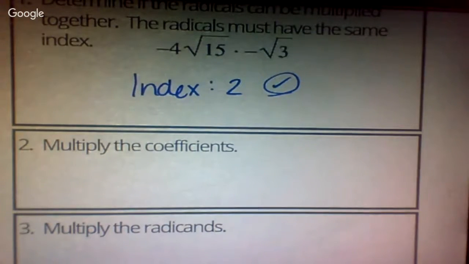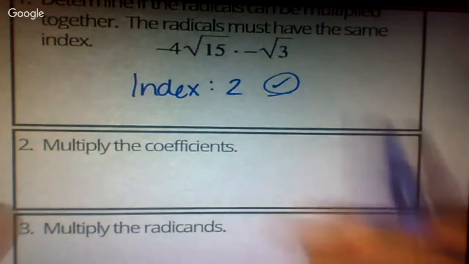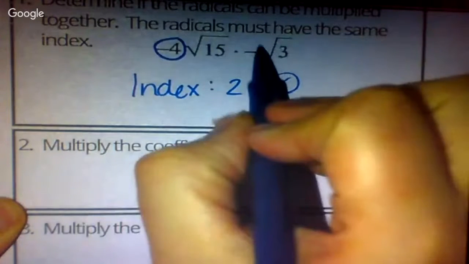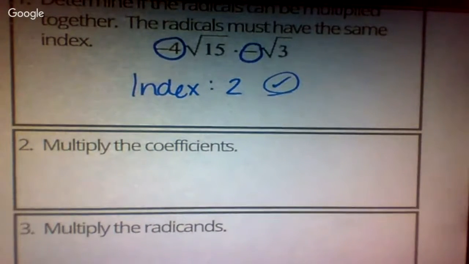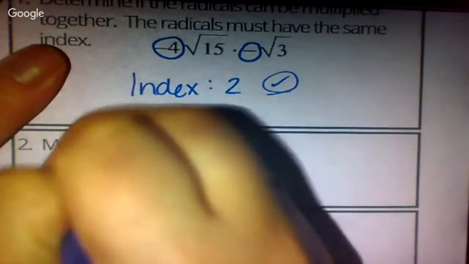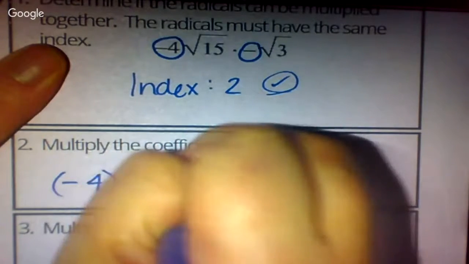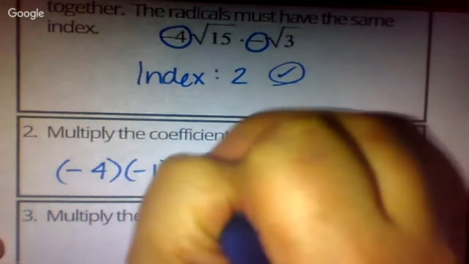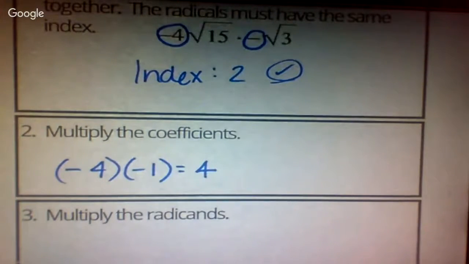Step 2 says to multiply the coefficients. The coefficients are the big numbers in front of your radicals. The coefficient of the first one is -4. The coefficient of the second one is -1. So we multiply -4 times -1. What does that give me? Positive 4. A negative times a negative gives me a positive.